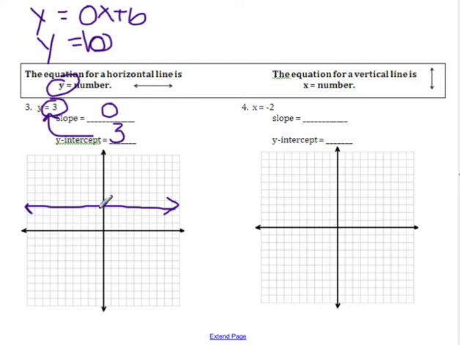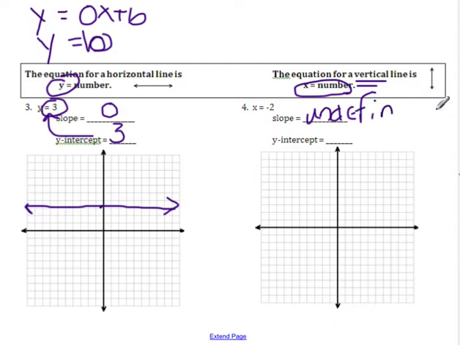Now let's take a look at number 4. At number 4, x is equal to -2. When you have x equals a number, that means that it's a vertical line. Vertical lines have slopes that are undefined. Oops, if I could spell, that would make me a much better teacher, wouldn't it? Okay, vertical lines have slopes that are undefined.